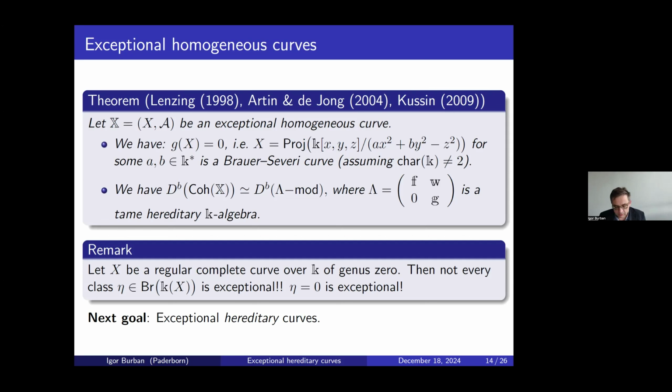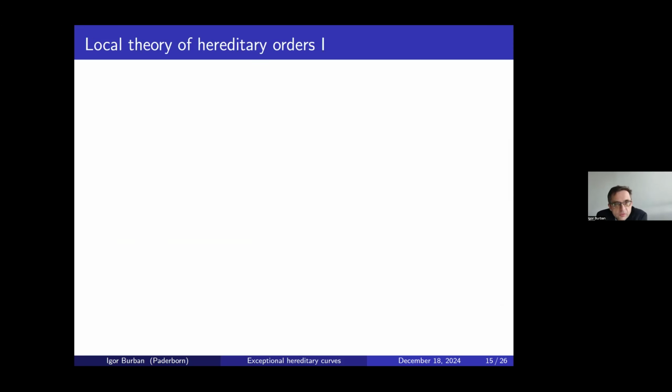Well, now the next thing I want to discuss concerns exceptional hereditary curves. Here curves are hereditary, but all tubes are so far homogeneous. It need not be the case in general. So how should we think about arbitrary hereditary exceptional curves? For this, I again have to remind you of the local picture. I have to explain to you the description of hereditary orders.